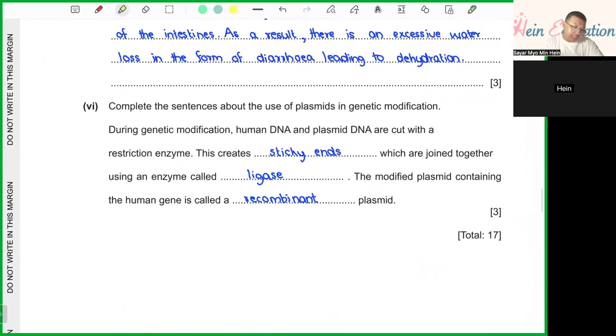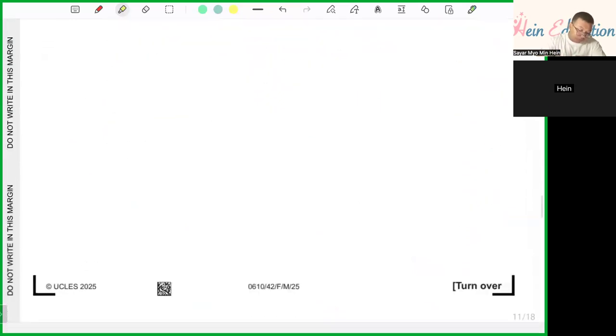And question number 6 is about genetic modification. So during genetic modification, human DNA and plasmid DNA are cut with a restriction enzyme, which creates sticky ends, which are joined together by using an enzyme called ligase, or DNA ligase. The modified plasmid containing human genes is called a recombinant plasmid, right? So this is pretty straightforward and simple, I would say.